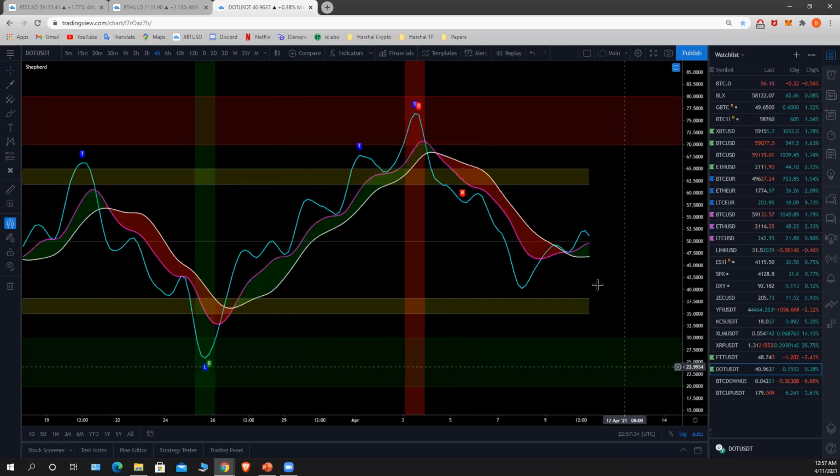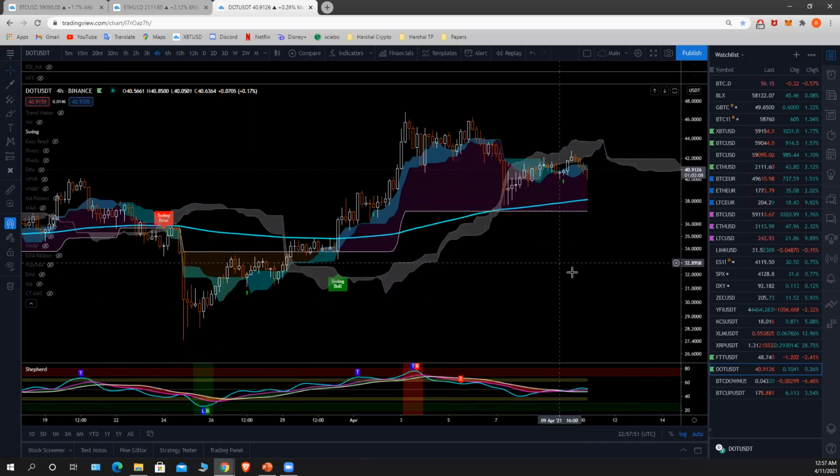Shepherd is also looking good. So maybe we can get a pull down, let this aqualine come to this green area. So we will have a little bit of a down move, and then we wait for this aqualine basically to start turning up, and then we can start entering our spot position.